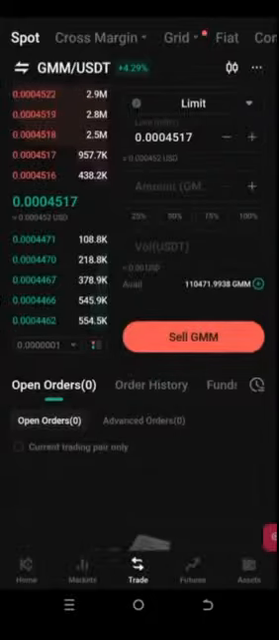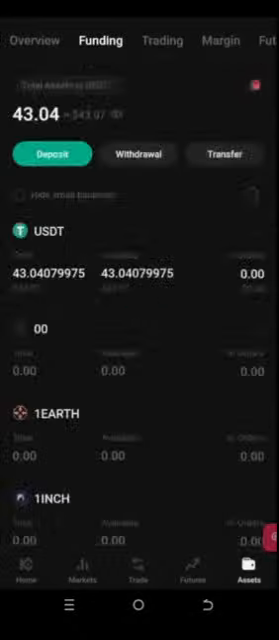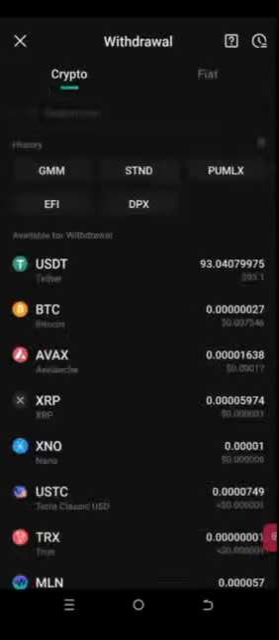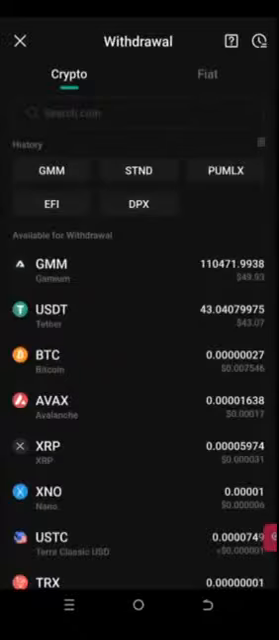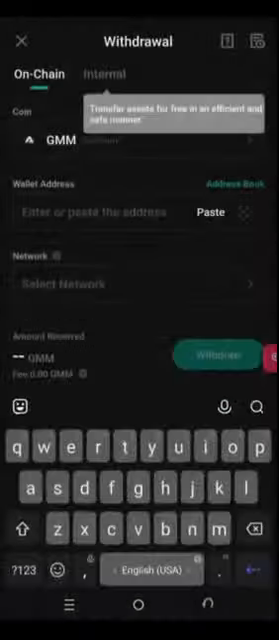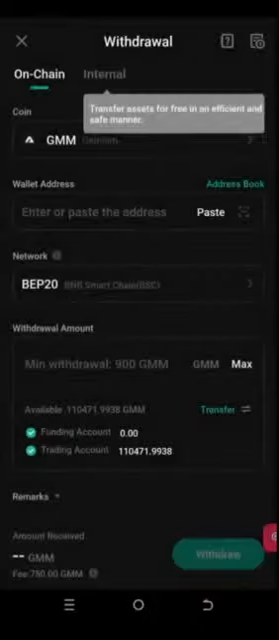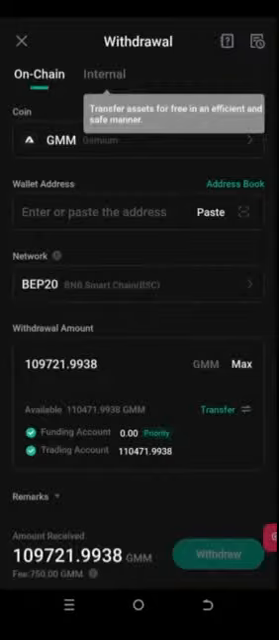So let's go and get all the details we need. We're just going to go over there to our funding, and then we just withdraw. Okay, so what we have now is that we're going to withdraw GMM. We're selecting the network, which is what? BEP20. Okay, and the max. Good, so it has already deducted its own fee.